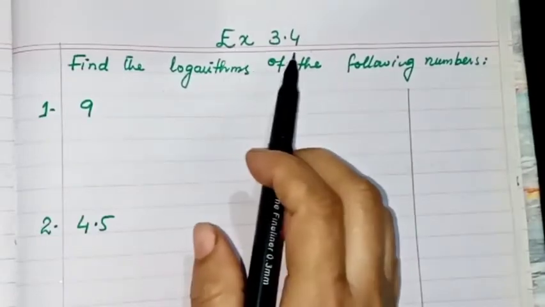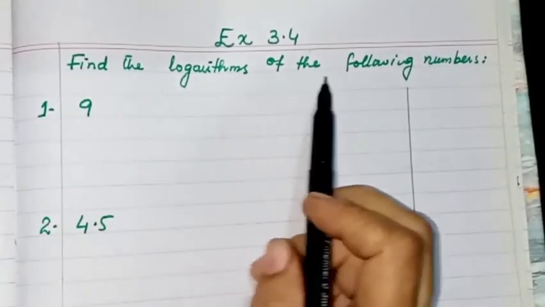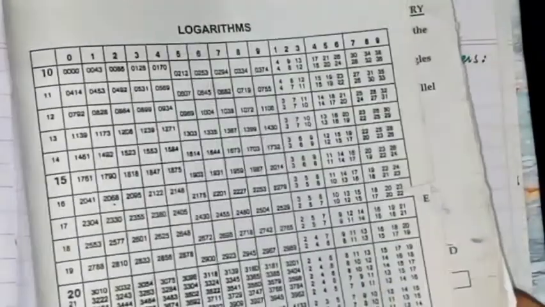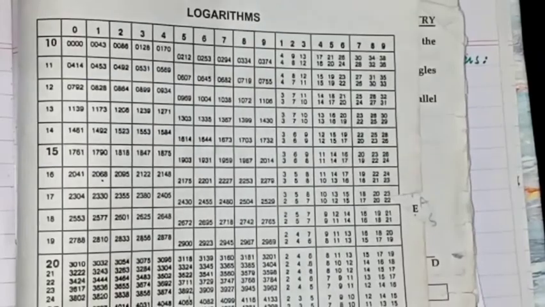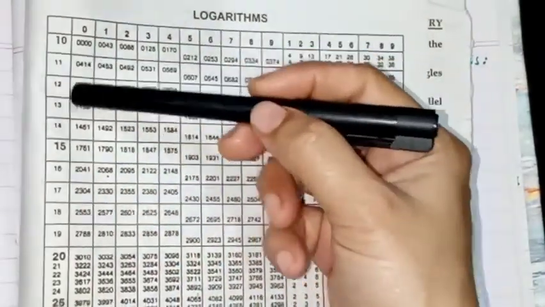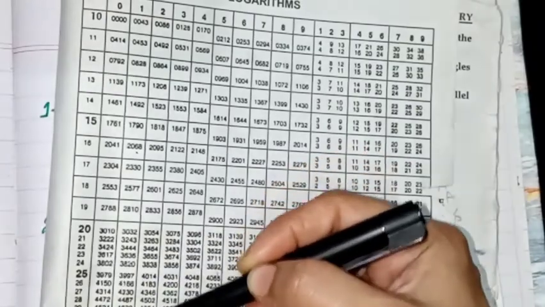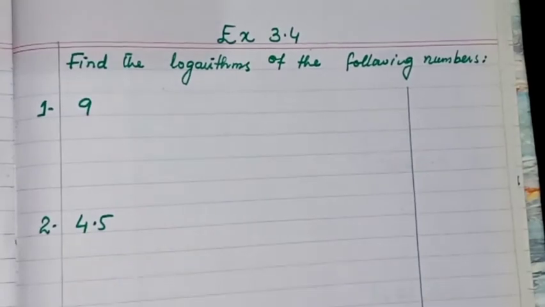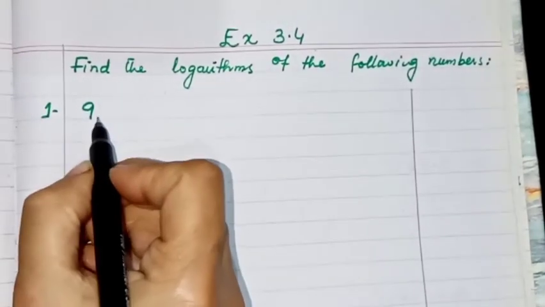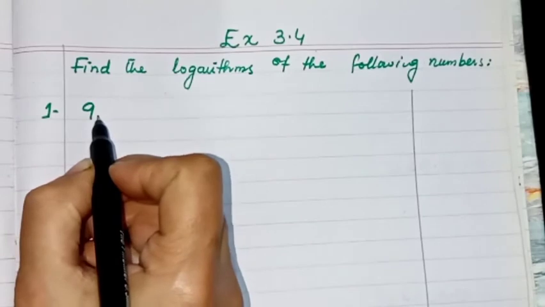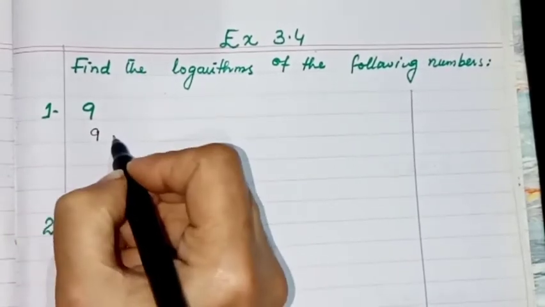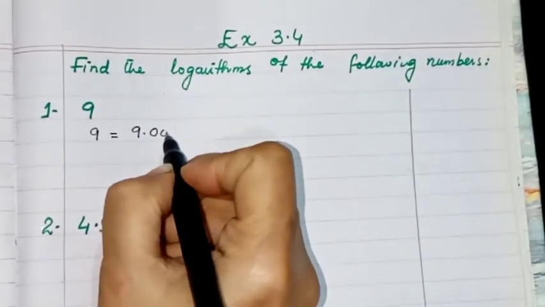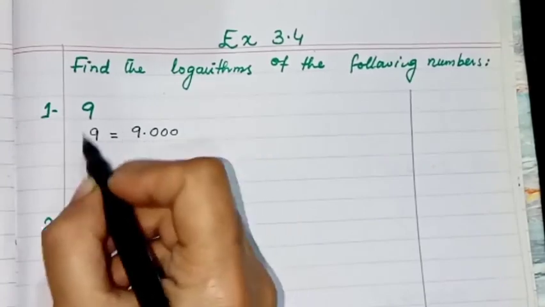I am starting exercise 3.4 from here. Find the logarithms of the following numbers. Our first number is 9. You can notice one thing in the logarithm table, that all the numbers present here are 2-digit numbers. So for finding 9, we have to make it a 2-digit number. How can we make it? As you know that there is a hidden decimal at the end, so we can write 9 like 9.0, or we can add some more zeros. It will not affect the value of 9.